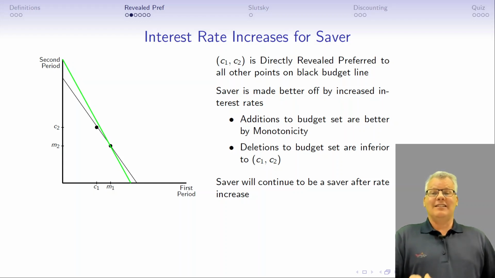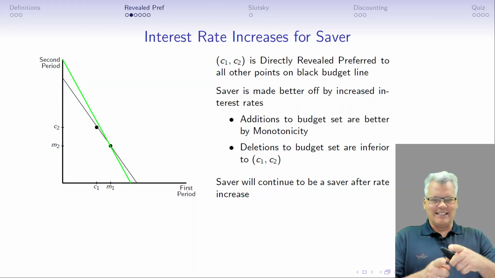And since both time period 1 and time period 2 consumption are monotonic, meaning more is better, the consumer has been made better off. The points that have been deleted from the budget set, so those are points to the southeast of M1, M2, right?